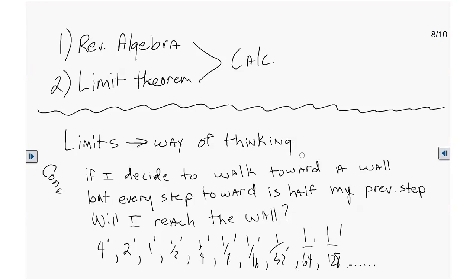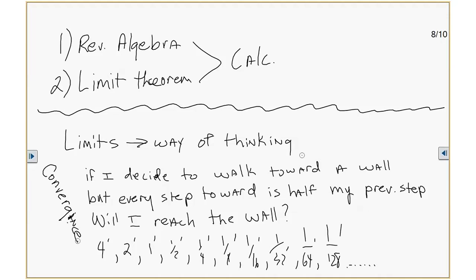This is called convergence. Okay? Convergence. Converging is when you get up to something, but you never ever touch it. Now, what in the heck does that have to do with calculus?